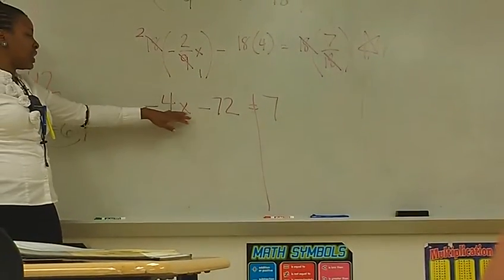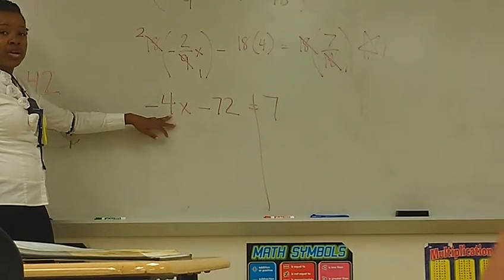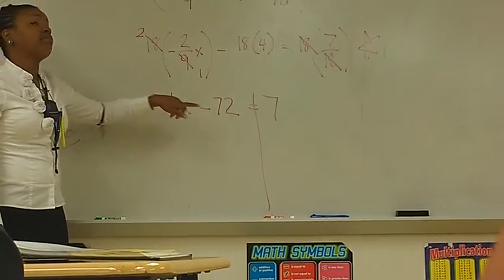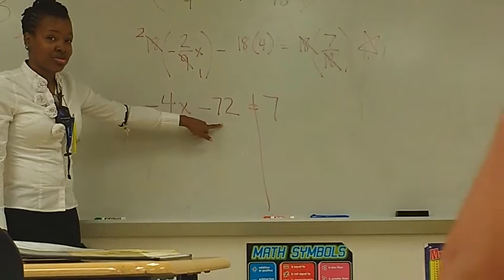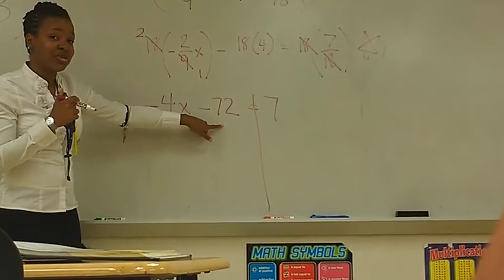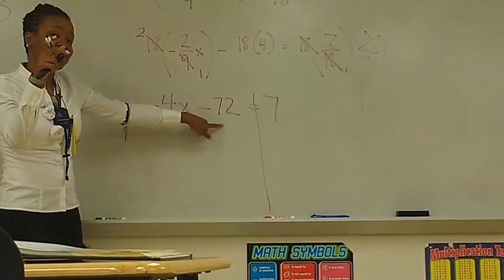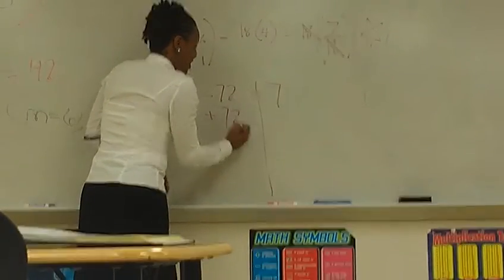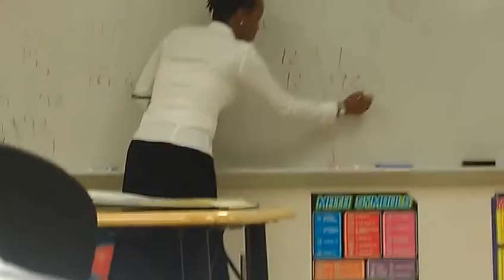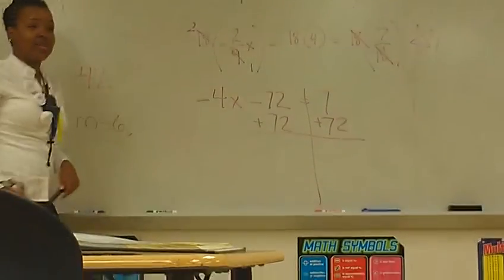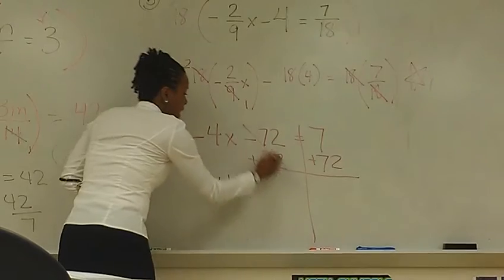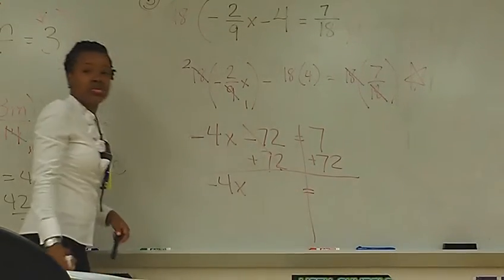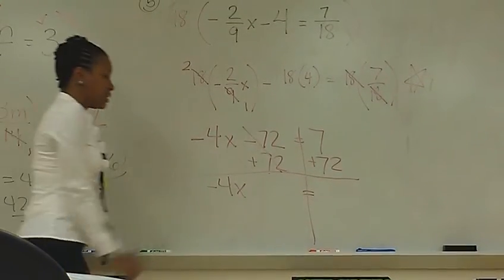Listen, Jeff, the first thing they did to the x was they multiplied by negative 4, right? Then they subtracted 72. So you're working backwards. So what's the first thing you're going to do? See, you should tell me. You add 72 to both sides. Okay? Bring down your negative 4x. Cross this out. 7 plus 72, 79.